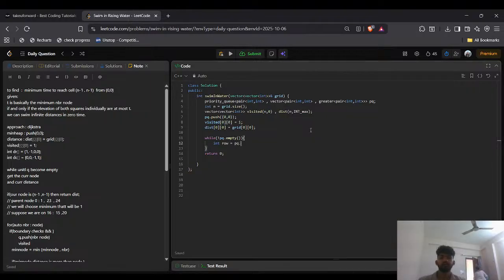PQ dot top, dot front by front. Of course, we have two elements. We can simply go down and create another one which will be called second. Then we have called then PQ dot pop.